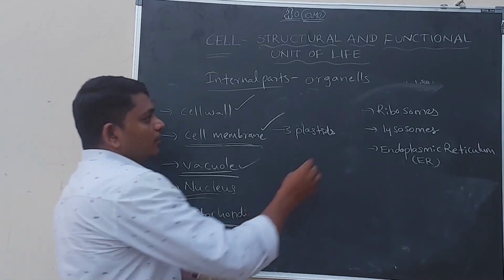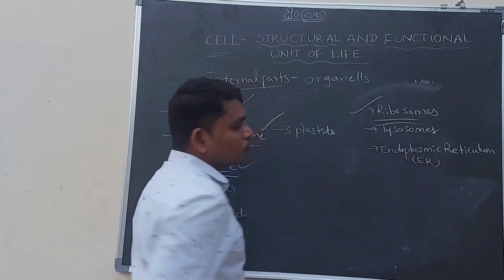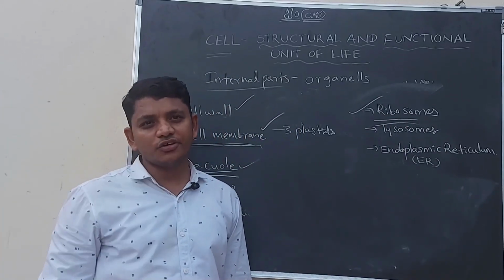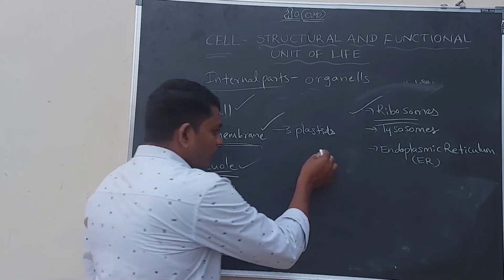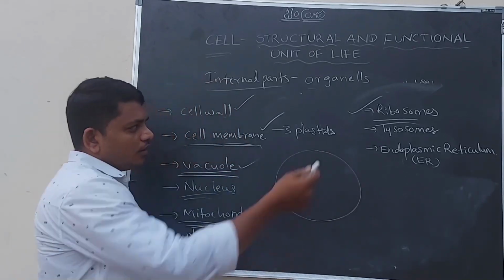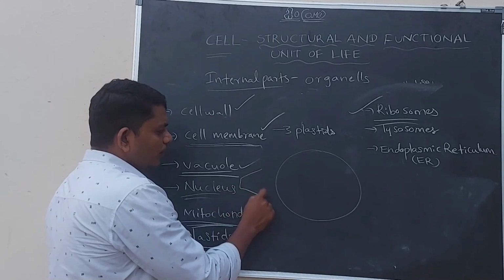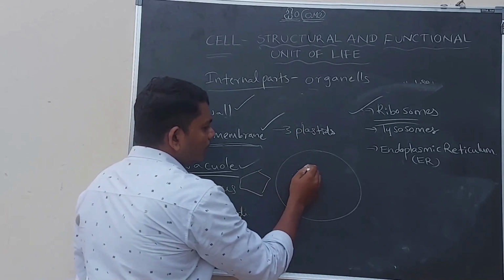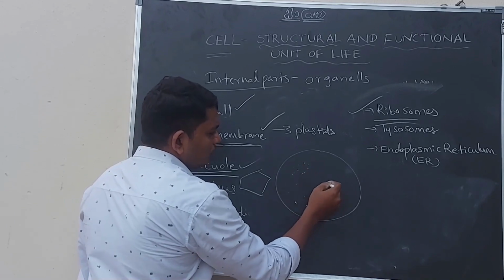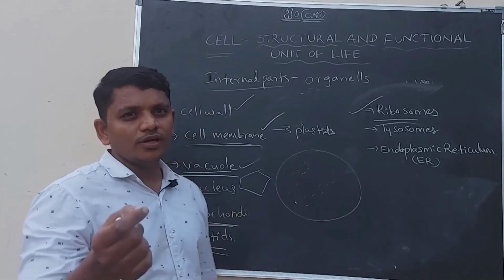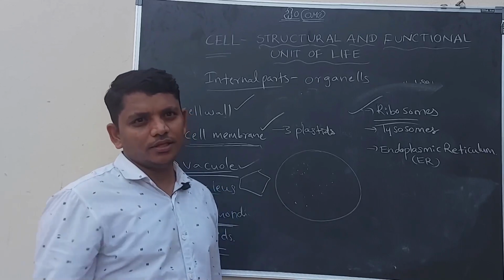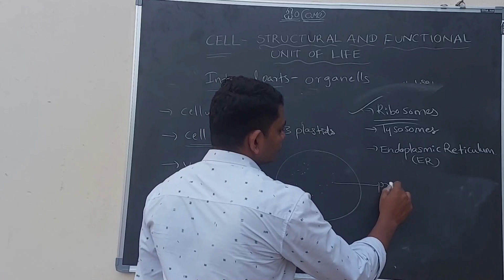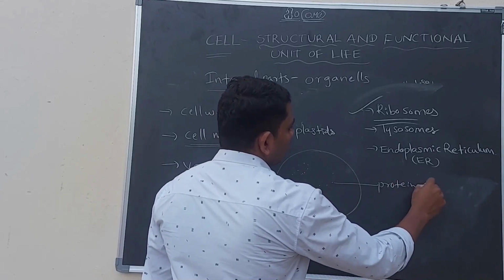Okay, let us discuss about ribosomes. Ribosomes are tiny granule-like structures. For example, if it is a cell, the ribosomes are present in both plant cell and animal cell. They are very tiny portions, tiny particles. They look like sand particles. They are made up of proteins and fats.